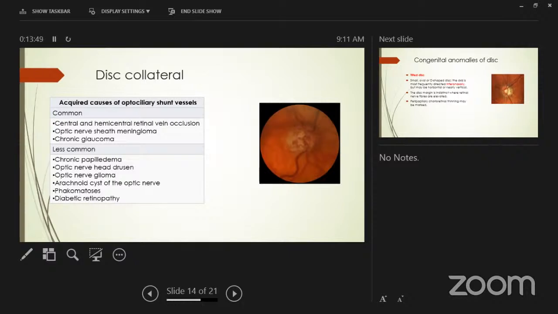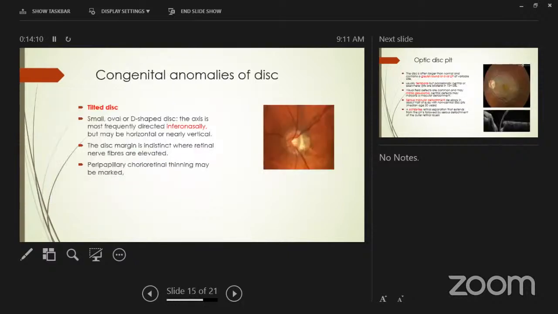Okay, a few of the important causes of disc collateral are central and hemi-retinal vein occlusion, then optic nerve sheath meningioma, chronic glaucoma, and a few of the less common ones are chronic papilledema, optic nerve head drusen, optic nerve glioma, arachnoid cyst of the optic nerve, phacomatosis, and diabetic retinopathy. Okay, now we'll go ahead to the congenital anomalies of the disc. First one is the tilted disc.